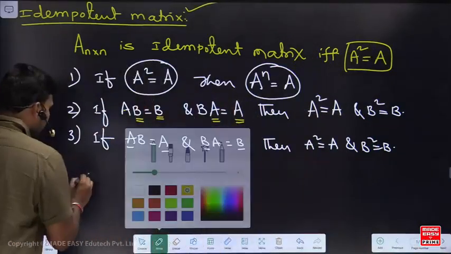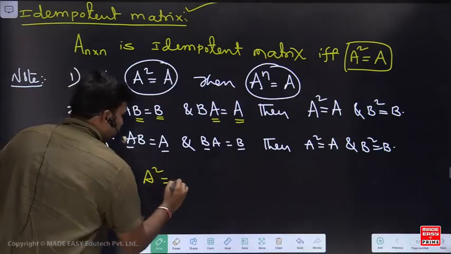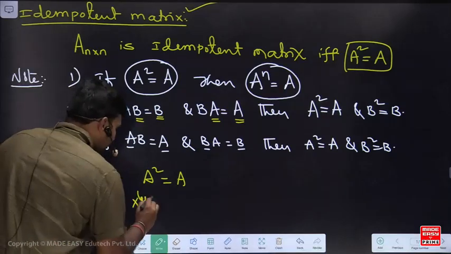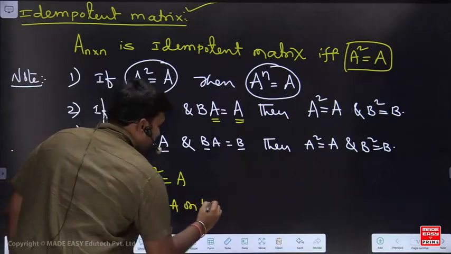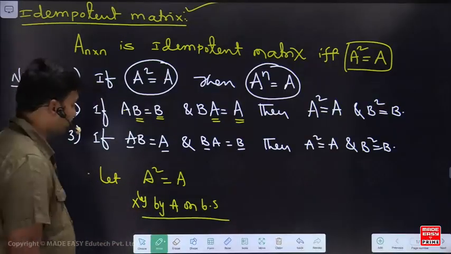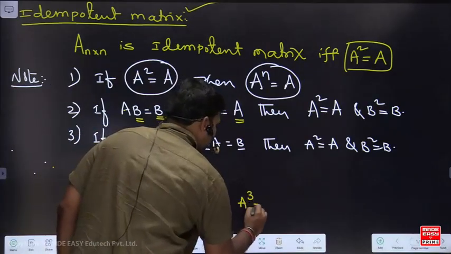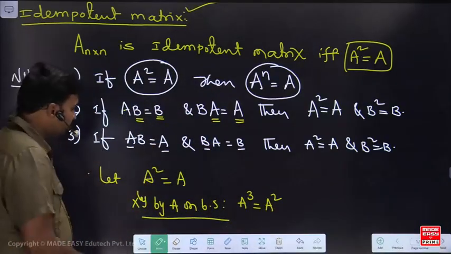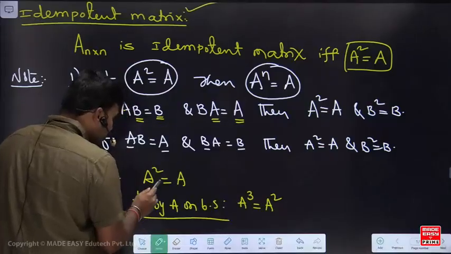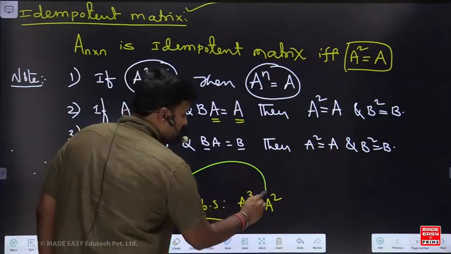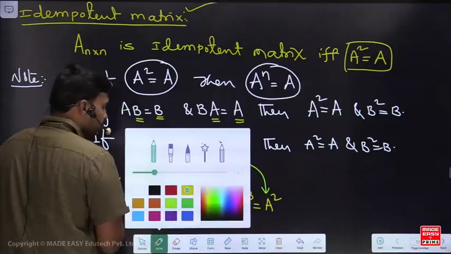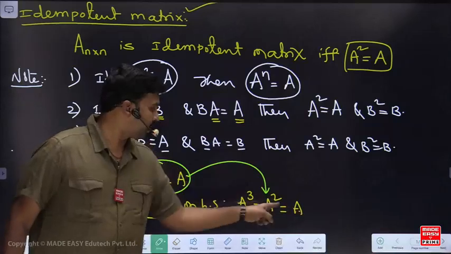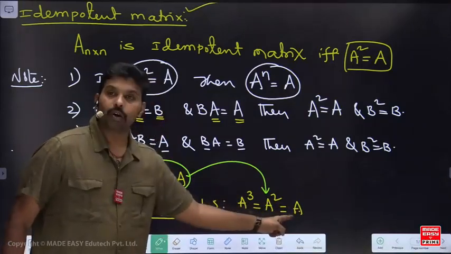Let's see here. Now let A square be equal to A. As per this, I am considering that A square becomes A. Now what I do is multiply by A on both sides. Then what you get here is A cube is equal to A square, right? But what is A square already? A square is equal to A. So if I substitute it here, I get A cube is equal to A, right?